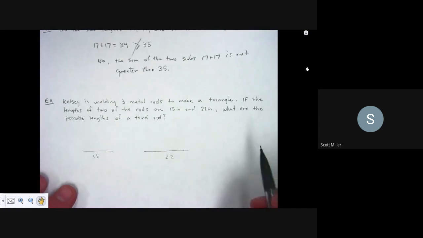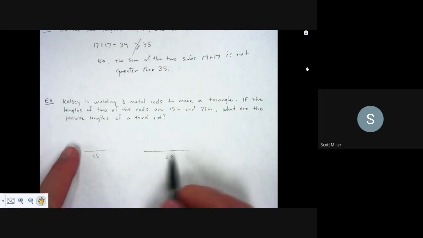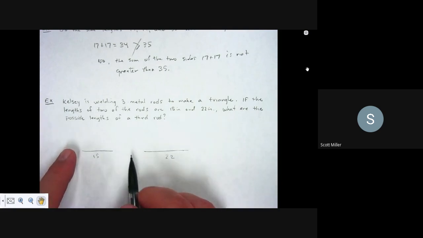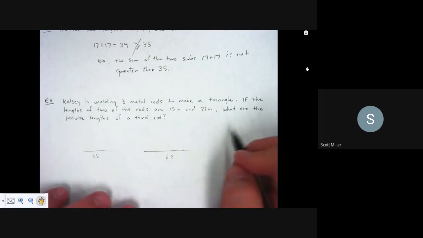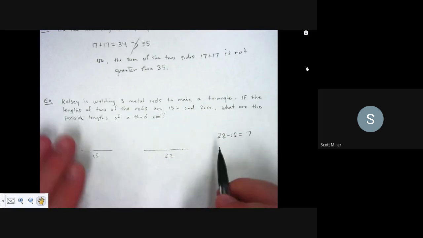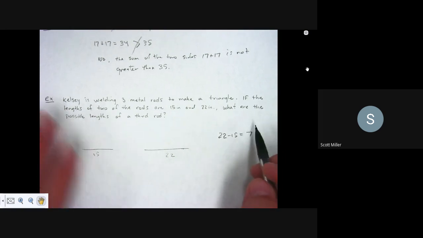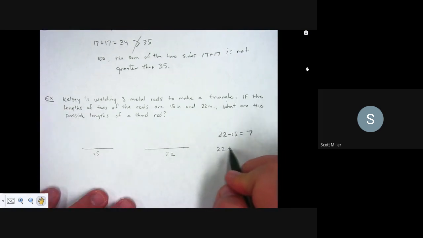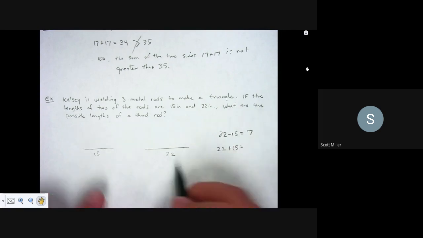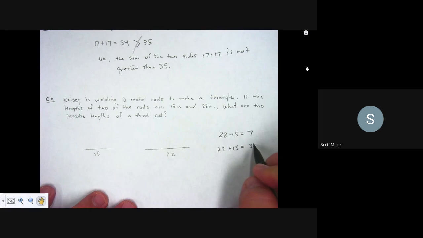So the way you can determine that is simply, well, the two smallest sides have to be bigger than the third one. So if I take these two numbers and subtract them, I'm going to get 7. Okay? That means for 7 and 15 to add to be bigger than 22, then we have to be a number bigger than 7. I can also do the other route by adding the two lengths together. So if these are the two shorter sides, then the longer side has to be bigger than 37.